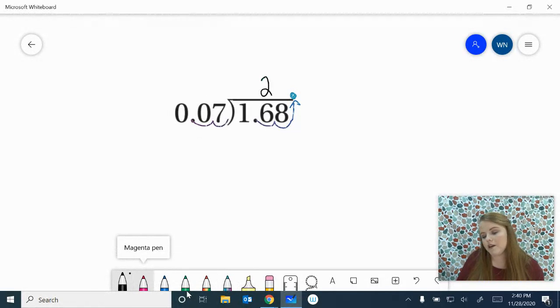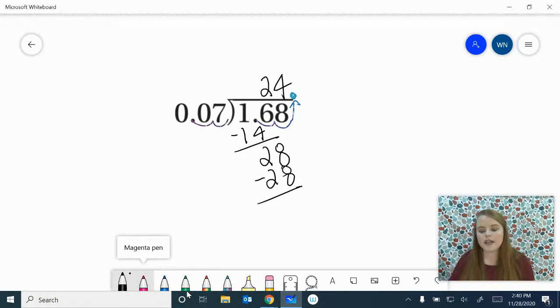Let's pick up the black marker again. 2 times 7 is 14. Let's subtract. That gets me 28. 28 divided by 7 is 4. 7 times 4 is 28. So 1 and 68 hundredths divided by 7 hundredths gets me 24.